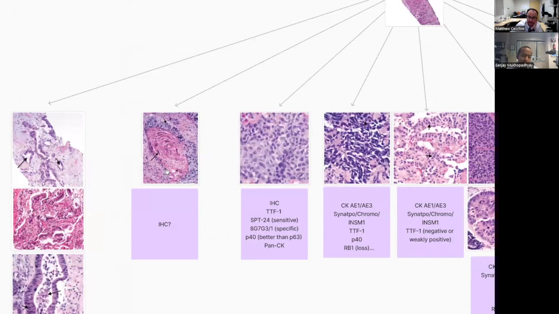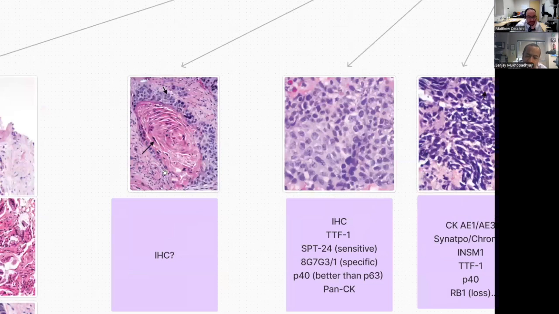Here's a question for you, Sanjay. What do you do if someone's got a urothelial history and they have a squamoid type lesion? Great question. I find that immunohistochemistry can be helpful there to tell.